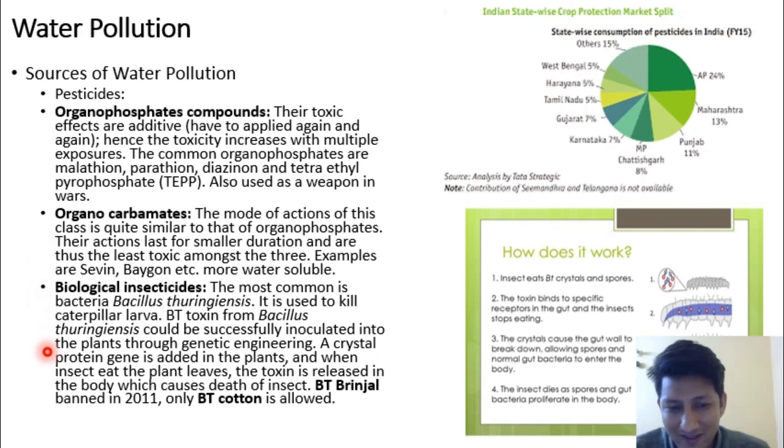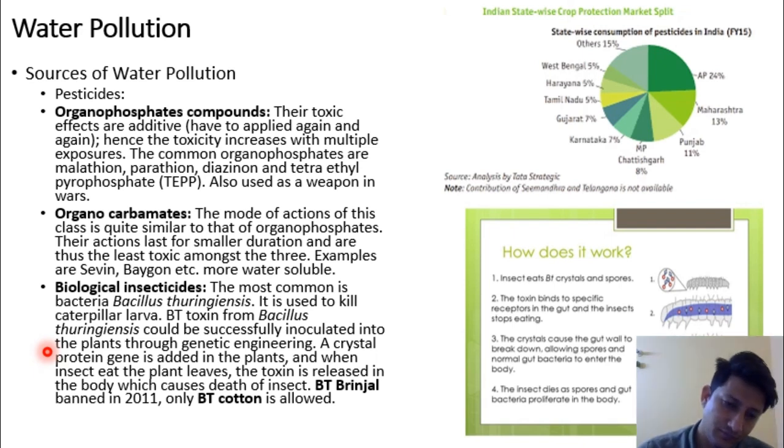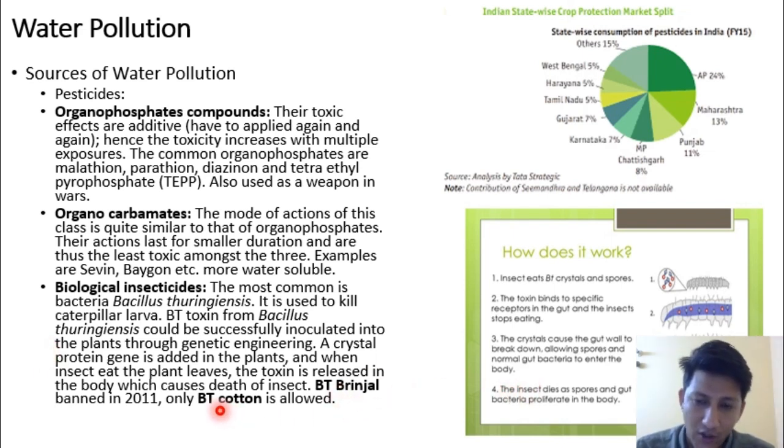The last category of pesticide is called the biological insecticide. Usually this is a topic which may not come in the exam, but let me give you a brief idea about it. If you have heard about the term Bt brinjal or Bt cotton, there is a bacteria called Bacillus thuringiensis. This bacteria creates a toxin, and that toxin is known to kill some insects.